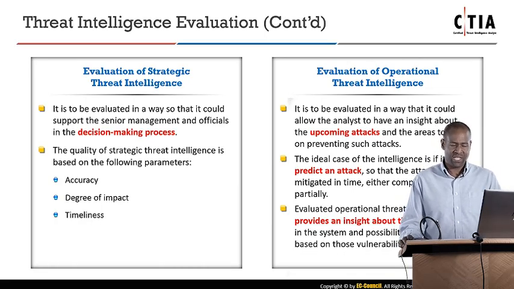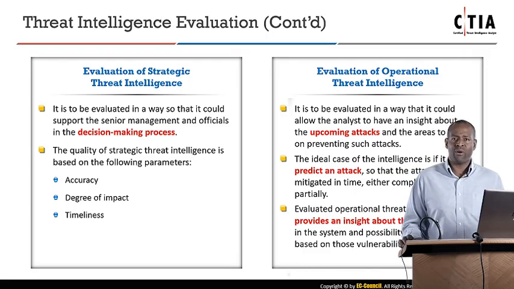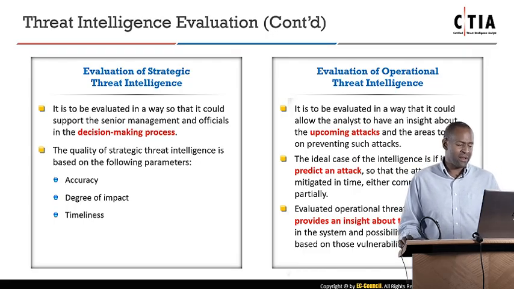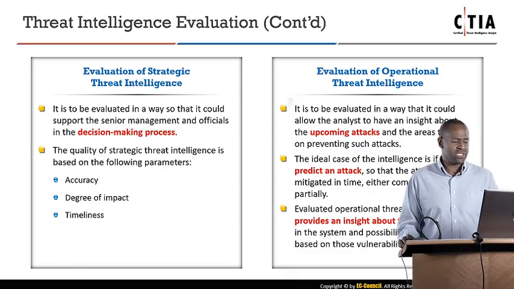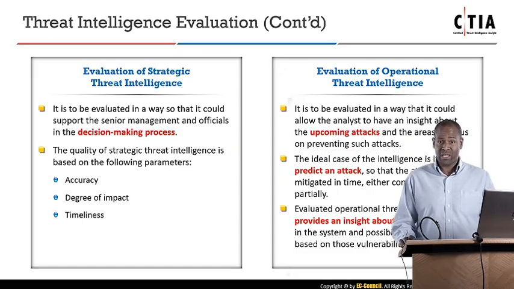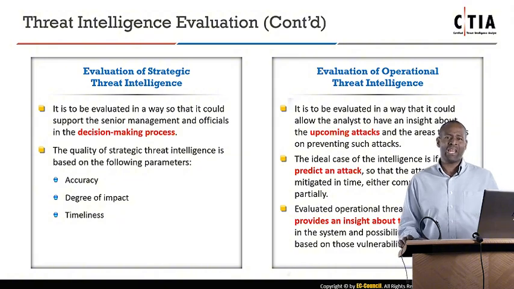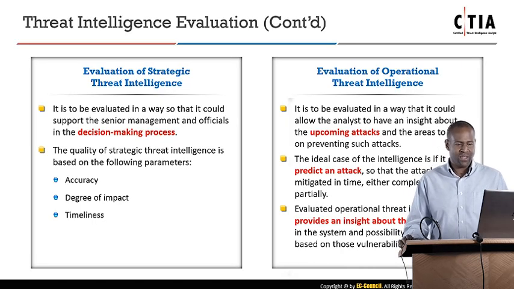Number 1 is accuracy. We want to make sure that the intelligence that we're providing is accurate, that we understand the degree of impact, and we're looking really for a high degree of impact. And also we want timeliness. We want to make sure that any of the strategic threat intelligence that we present is timely. It's germane to what's happening right now in our organization in terms of threat intelligence. So we see strategic.